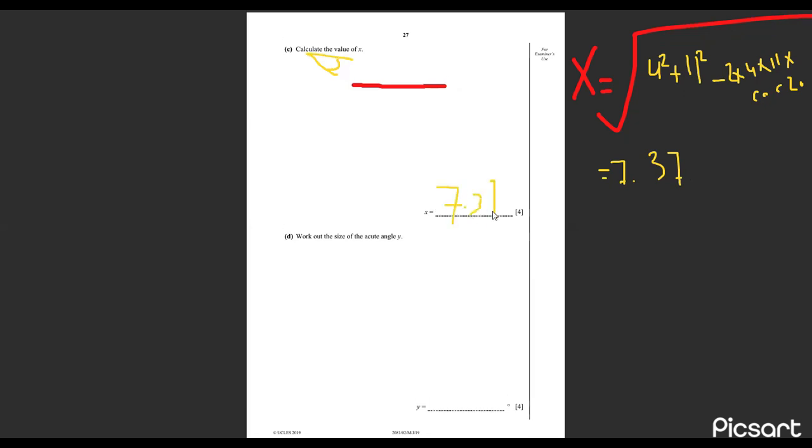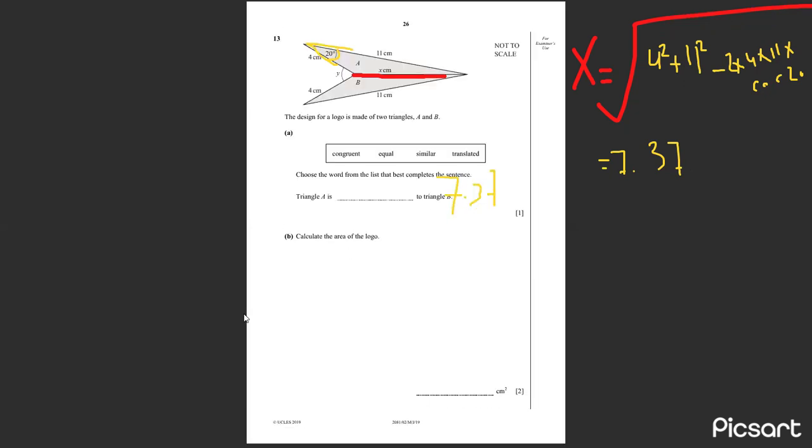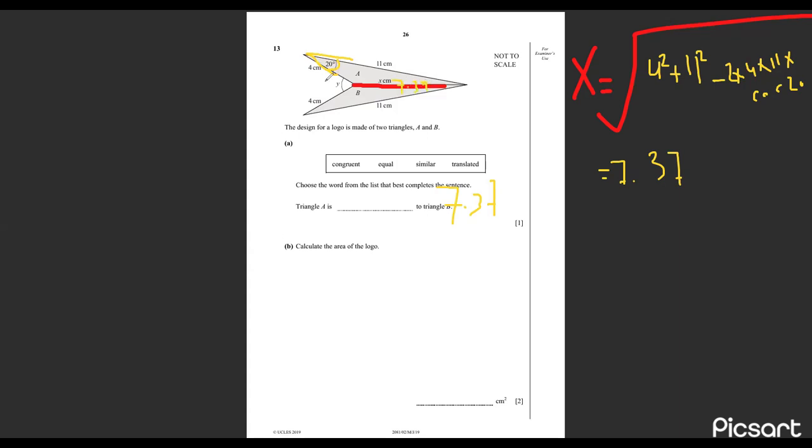Calculate the angle y. As we get this x equal to 7.37, we can use the sine rule. We have to get this angle first. And how do we get this angle? This angle is equal to 360 minus double a, or a and b. Let's do this. We say that 11 over sine a will be equal to 7.37, which is x, over sine 20.